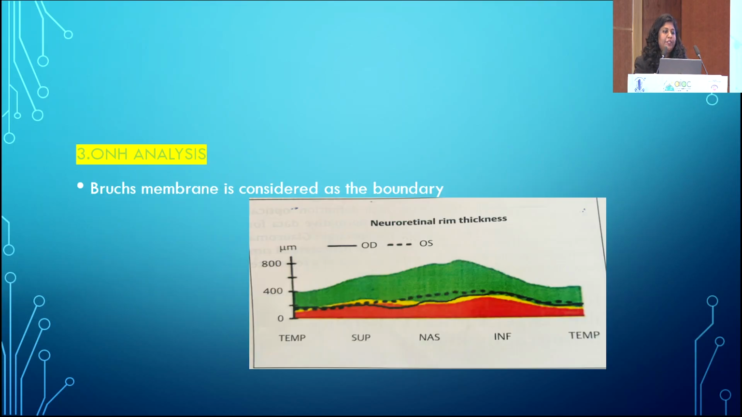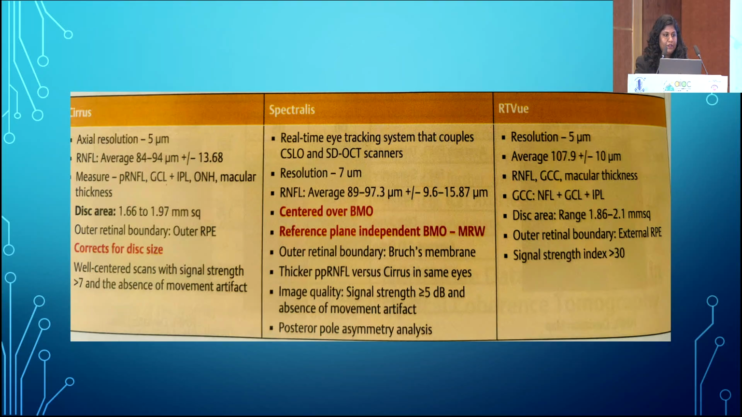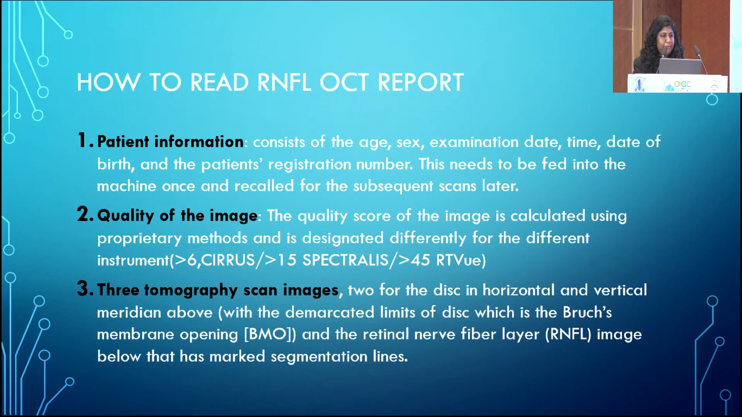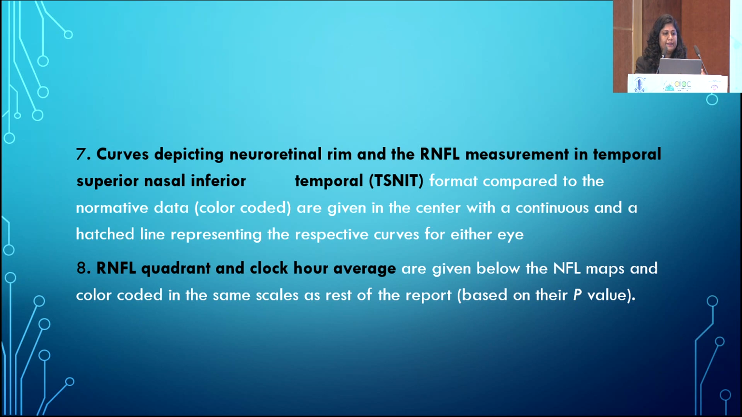Coming to the optic nerve head analysis, Bruch's membrane is considered as the boundary for this. These are the different machines having different methods of calculation. So, this is a practical version. I will be dealing with how to read an RNFL OCT report, and what all it will contain. You will get a report like this.